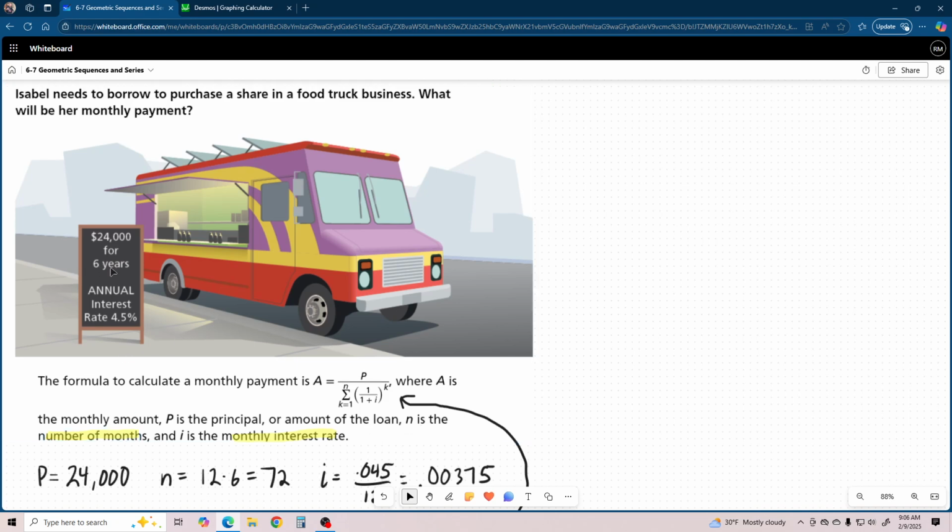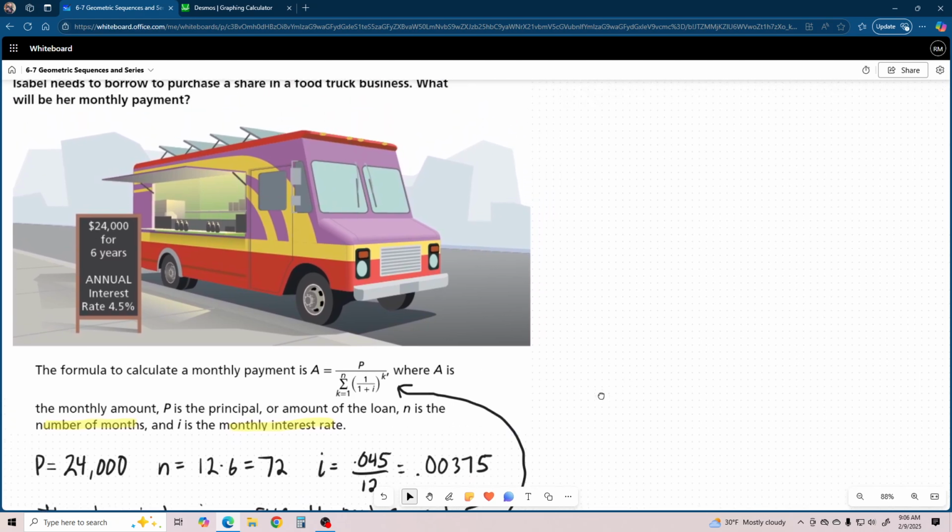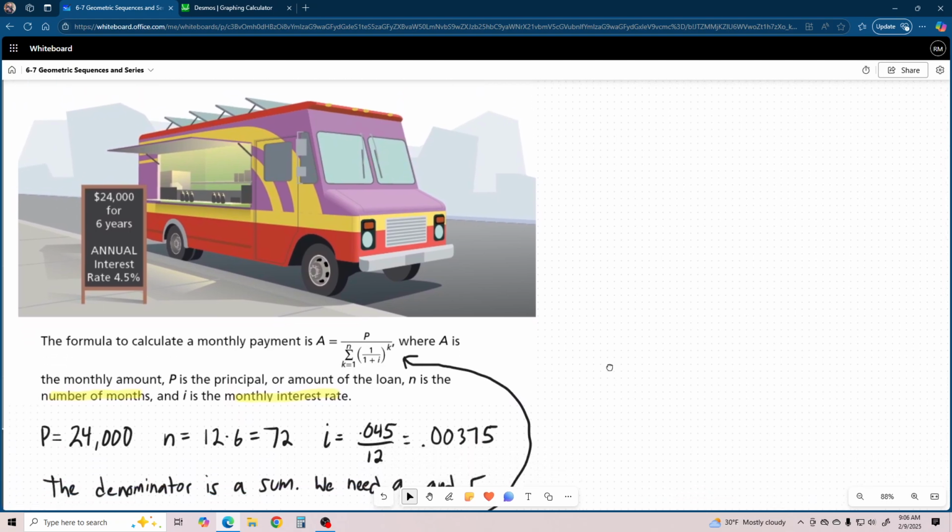N isn't the number of years. We can't just plug in 6 for N, right? We have to do a little bit of understanding what the problem's asking us in order to make this work. So first thing I'm going to do is try to define as many of my variables as possible.